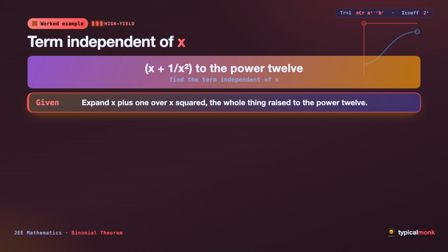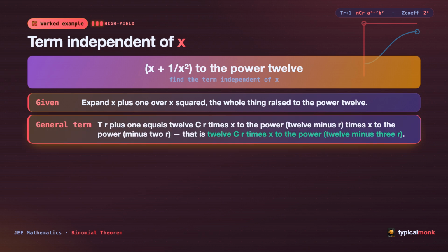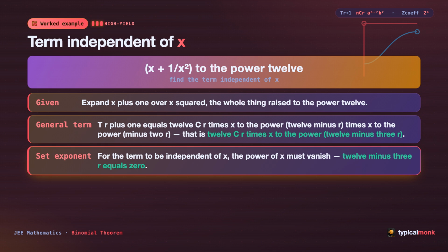Let us solve a complete problem together. Slowly, the monk's way. Find the term independent of x in the expansion of (x + 1/x^2)^12. Step 1. Write down what is given. We are expanding (x + 1/x^2) 12 times, and we want the one term where every x cancels away. Step 2. Write the general term, T(r+1) equals 12Cr times x^(12 minus r) times x^(minus 2r), and combining those exponents, the power of x is 12 minus 3r. Step 3.